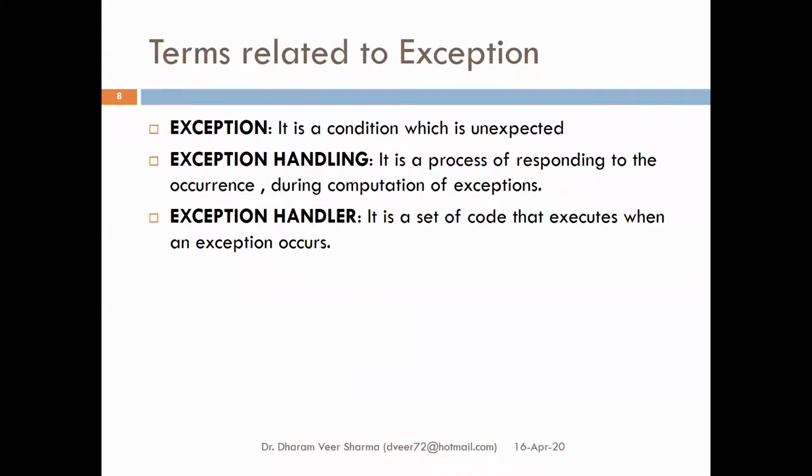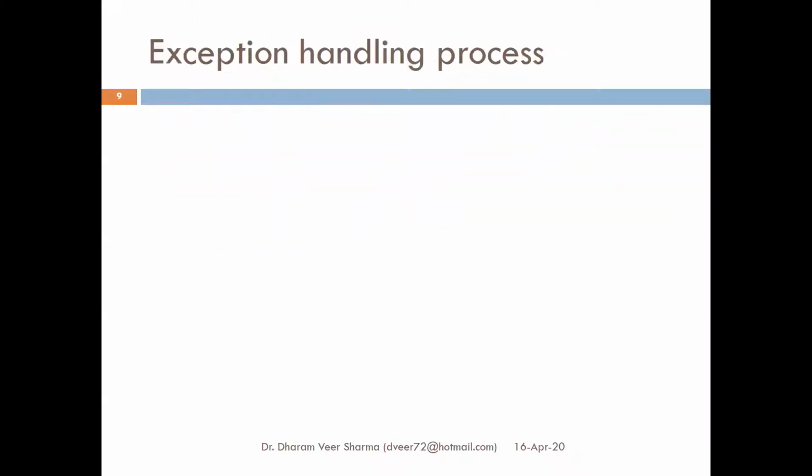So what are the terms? There are mainly three terms. First is the exception. It is a condition which is unexpected. As I told you, something unexpected has happened, so we need to handle it. Second is exception handling. It is the process of responding to the occurrence of such an unhandled event during computation. Next is the exception handler. Exception has happened, now we need to handle it. So the code that handles that exception is called the exception handler.